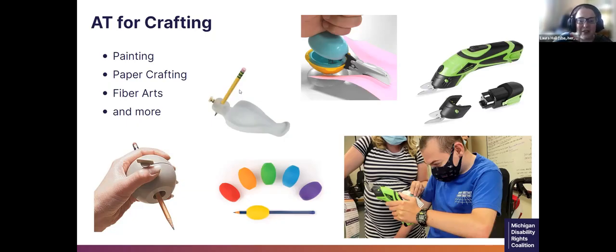And then finally on the slide is a pair of electric scissors. So with these you start the cutting and then they cut on their own. And there's a picture of somebody using the electric scissors underneath a photo of the scissors. Next slide.